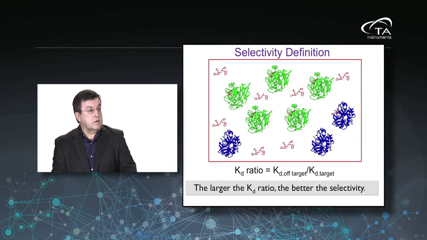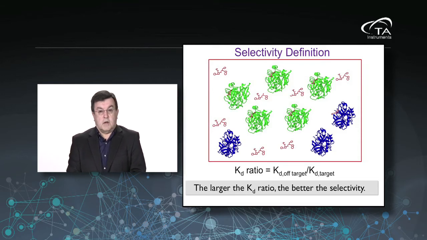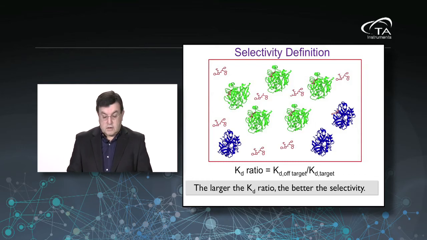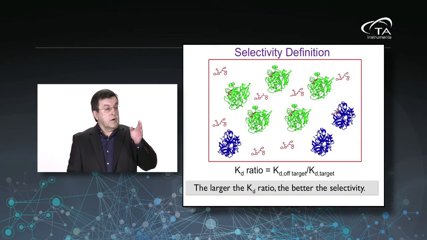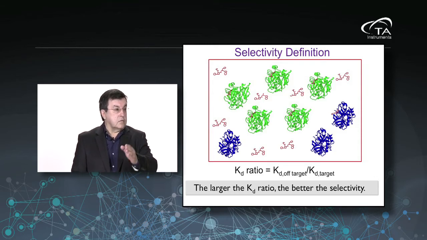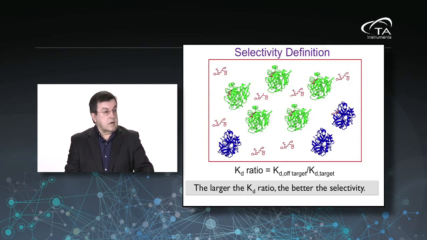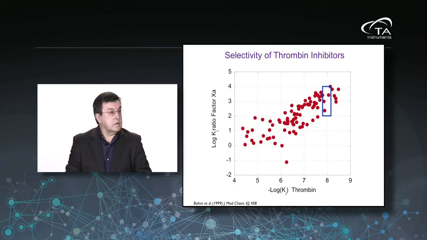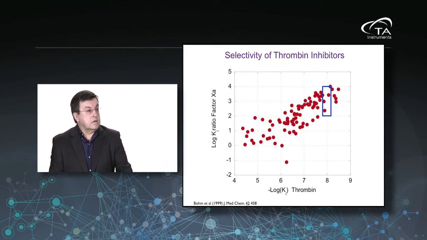Now, selectivity can be quantitatively described as the ratio of the KD of the off-target to the target molecule. If in that graph the green molecule is the target and the blue is an off-target molecule, certainly we want our compound to bind only to our target, not to other molecules. And the more selective, the larger the KD ratio. That's the measure of selectivity. So what we've seen, and many other scientists have seen throughout history, is that selectivity usually increases with the affinity.